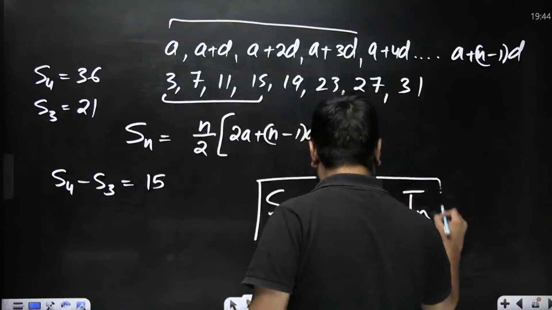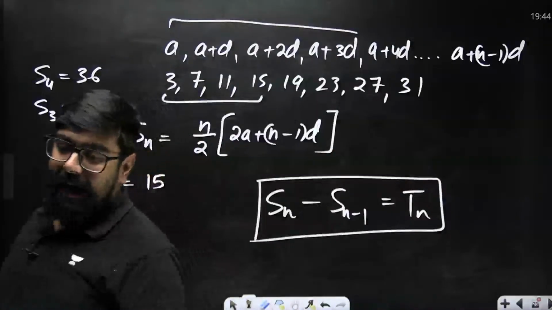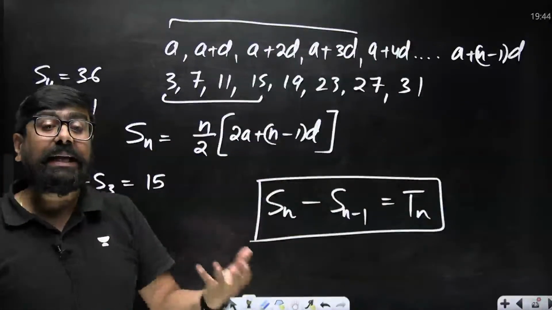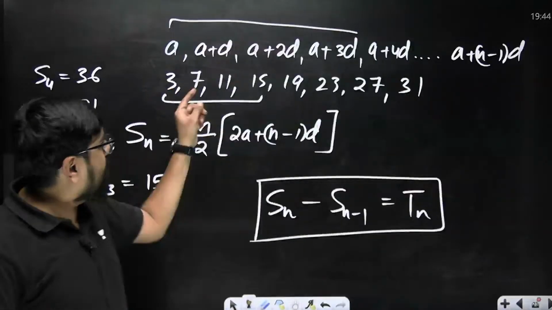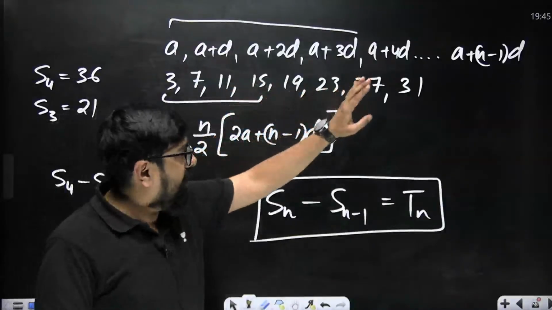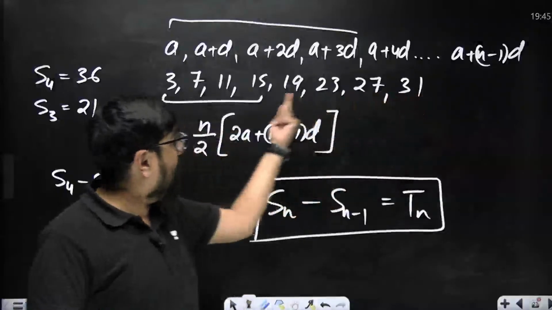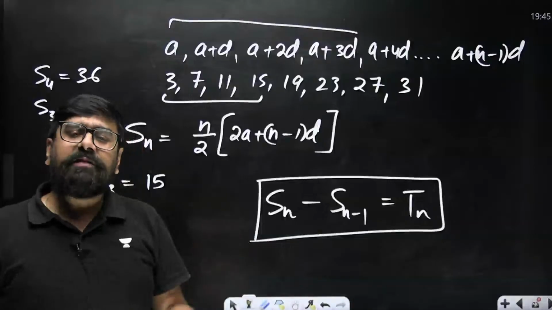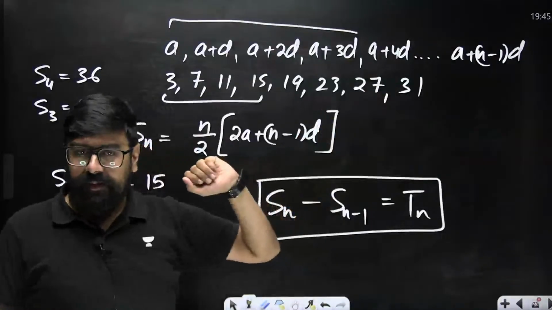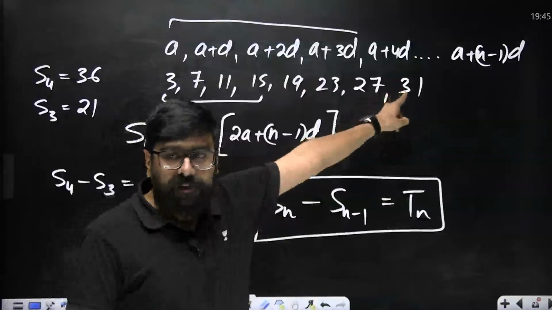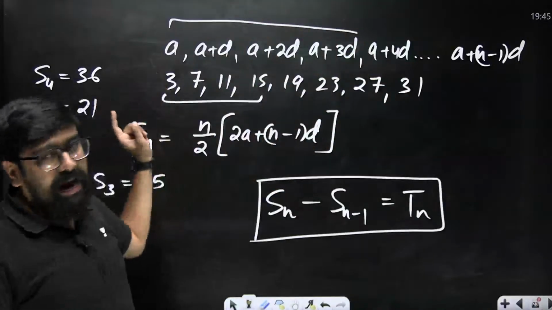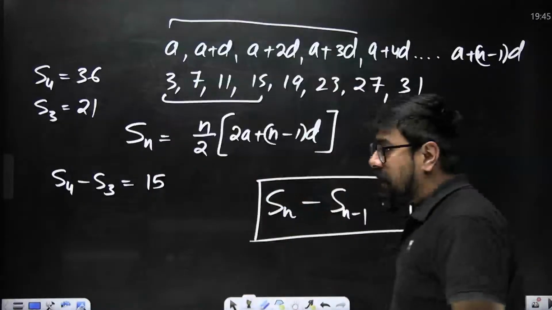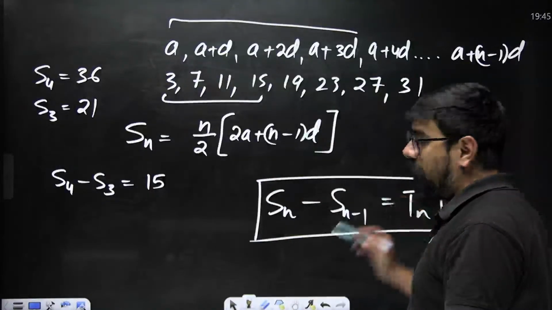This is the formula. This is what I'm trying to tell you. If you get the sum of 10 terms and subtract the sum of 9 terms, you'll get the 10th term. Obviously, suppose I'm adding 8 terms, till 31 I'm adding, and I'm subtracting the sum till 27. Which term am I going to get? I'm going to get 31. That means if I find the sum of 8 terms, and from that subtract the sum of 7 terms, I am going to get the 8th term. So sum of n terms minus sum of n minus 1 terms will always give you the nth term.